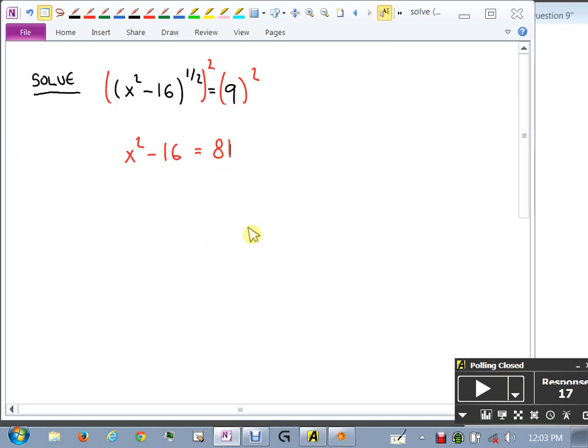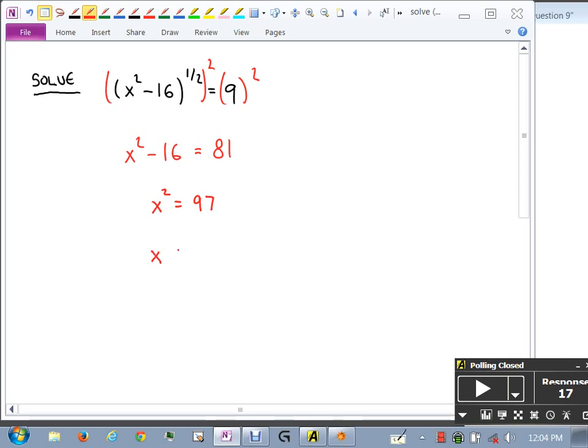Now, this is a different type of quadratic equation we have left here. You could move everything to one side and try and solve it. But whenever you have a variable squared and everything else is just a number, it's easier to move the constants to one side and just take the square root on both sides. So how about adding 16 to both sides? What would you get? 97, right? And then square root of both sides.